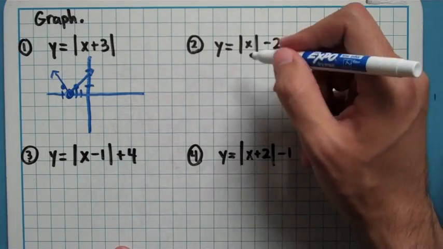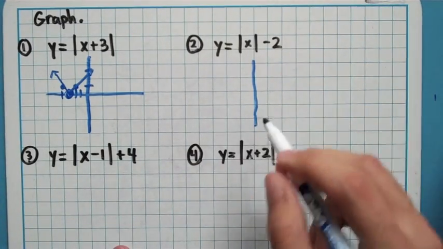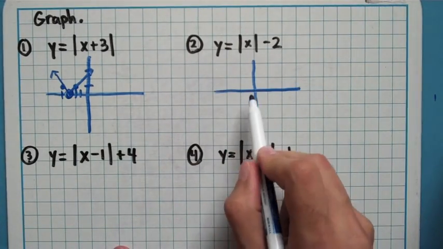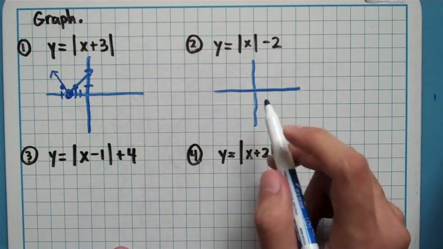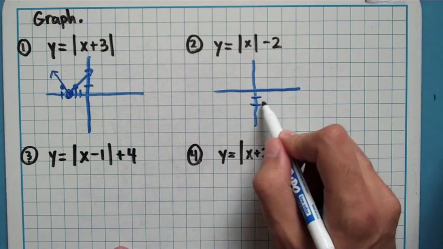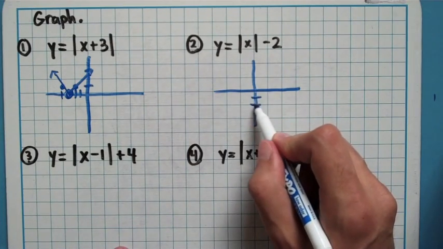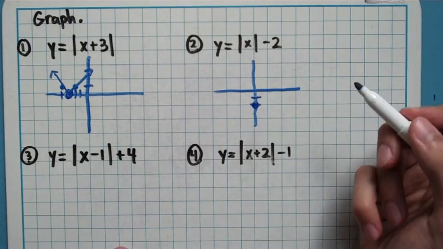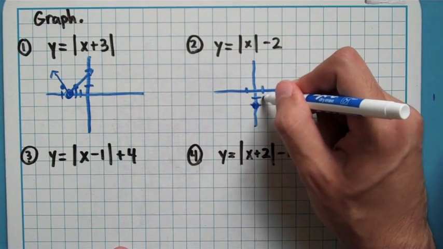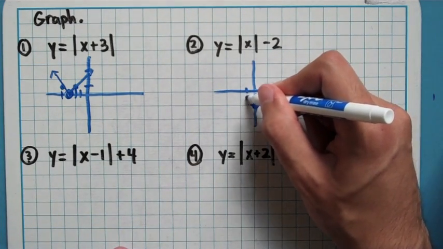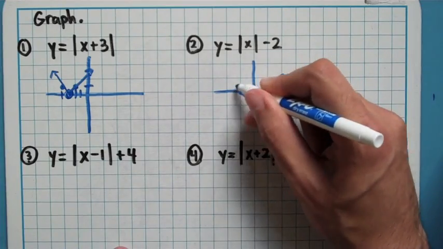On this second graph right here, my vertex used to be at 0, 0, that's where it always starts, but this minus 2 on the outside moves my graph down 2 units. So my vertex was here, now it's here because it got moved down 2. Well, I'm going to do my up 1 over 1 trick again. If I go up 1 over 1, I get a point, I get a point. There's my V, and I'm done.